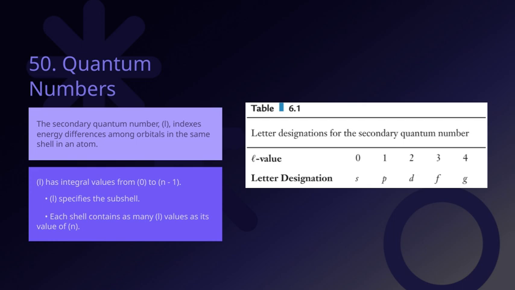The secondary quantum number, L, has integral values starting from 0 up to n-1. This means that as n increases, the number of possible L values also increases, allowing for more subshells within each shell. Essentially, the L value helps us distinguish energy differences among orbitals that are in the same shell, which is crucial for understanding how electrons are arranged and how they behave within an atom. So, in summary, L is key to identifying the subshells and understanding the energy variations among orbitals in the same shell.